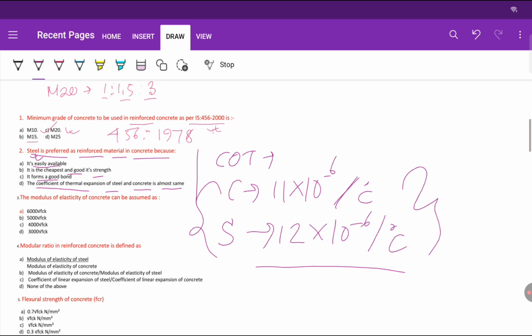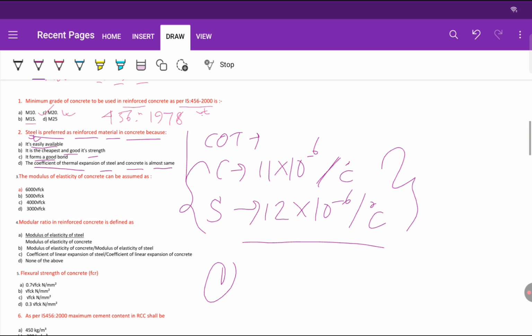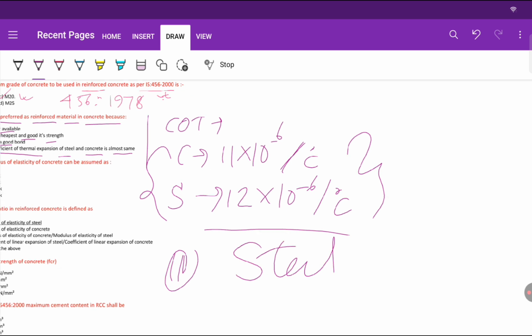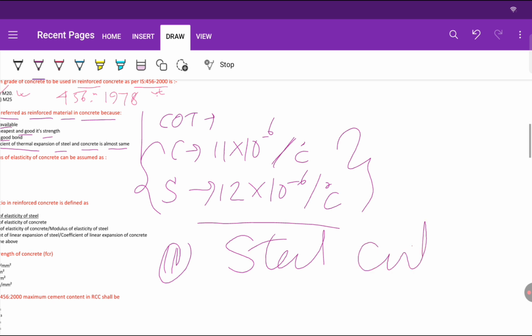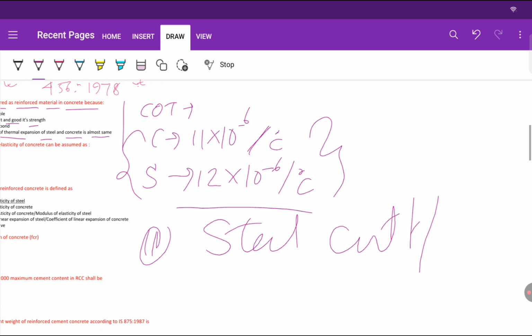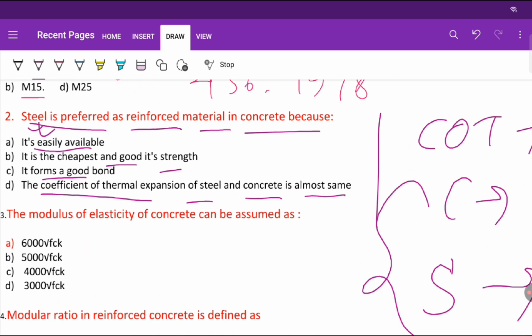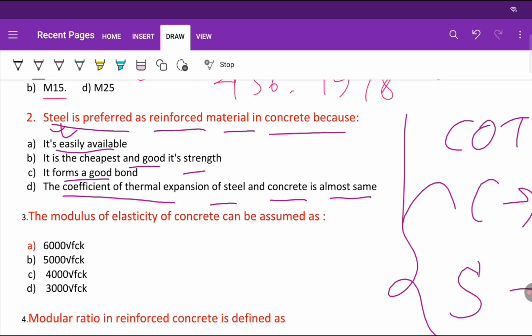And also steel has more strength per unit length as compared to other materials. If we compare per unit length, steel gives more strength. Secondly, thirdly, steel we can easily cut, right? We can cut it, we can weld it, we can lift it. So these are the reasons why we use steel as reinforcing material nowadays. Okay, now let's see the next question.